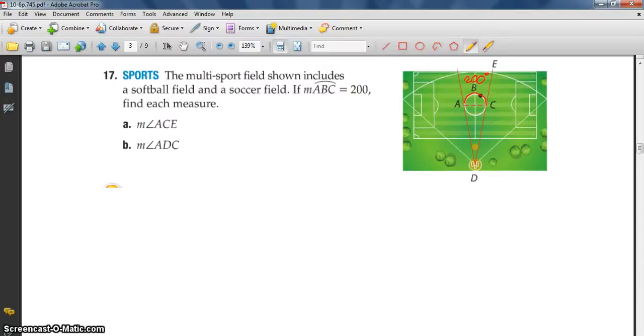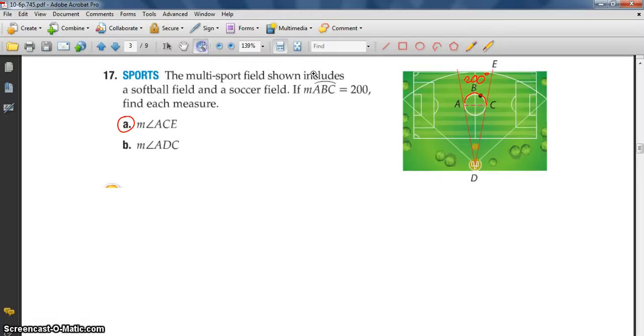Okay, this is section 10.6, secants, tangents, angle measures, picking up with number 17. Multi-sport field shown includes a softball field and a soccer field. If the measure of arc ABC equals 200, find each measure. So for part A, first we want to find the measure of angle ACE.